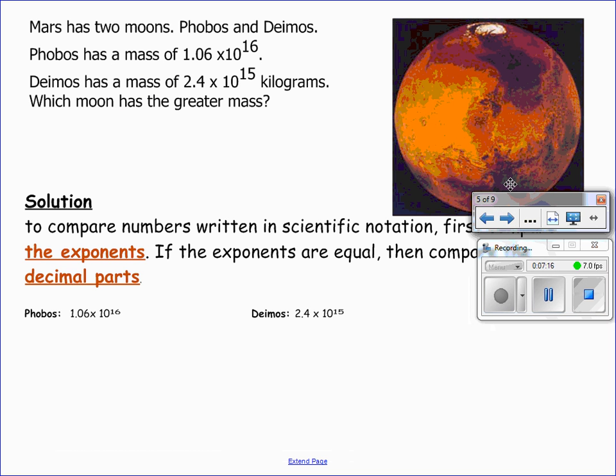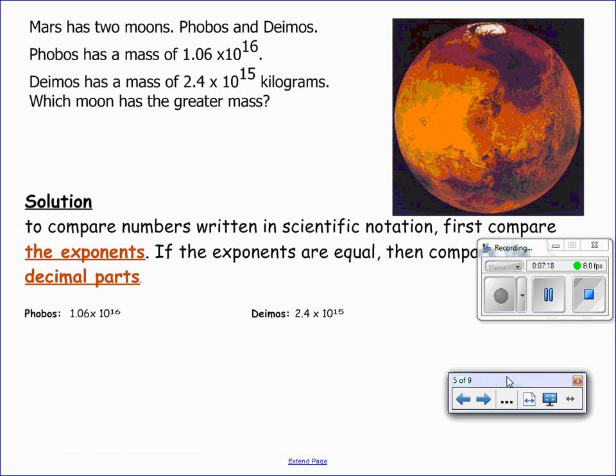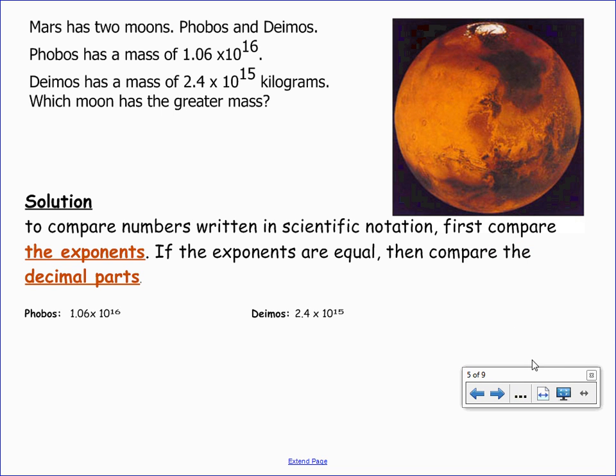In our next example, we're going to be asked to compare certain numbers in scientific notation. Mars has 2 moons, Phobos and Deimos. Phobos has a mass of 1.06 times 10 to the 16th. Deimos has a mass of 2.4 times 10 to the 15th kilograms. Which moon has the greater mass?